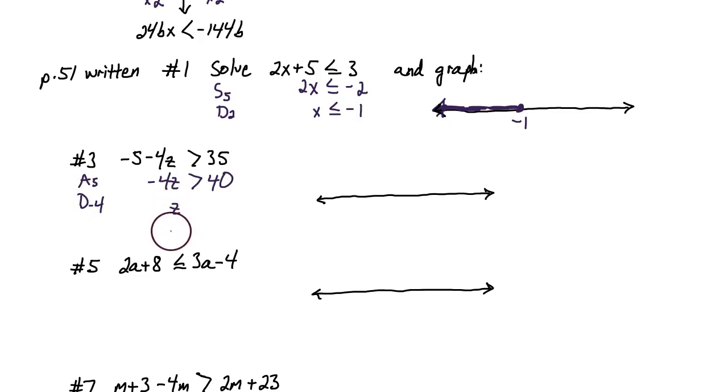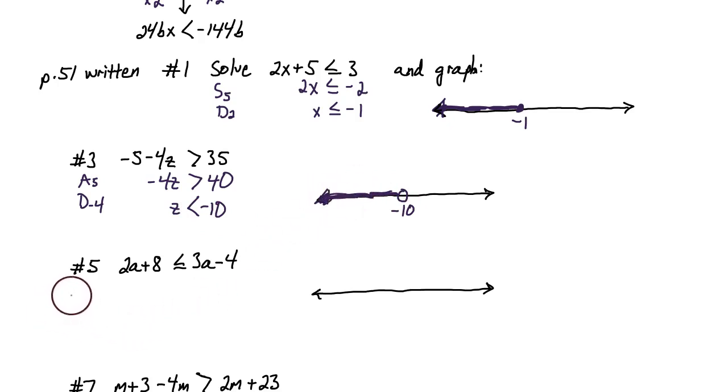When you divide by a negative number, that arrow symbol switches directions. And over here on the right, 40 divided by negative 4 makes negative 10. So the answer is z is less than negative 10. Let's graph that. Here's negative 10, an open dot because there's no equals to on this symbol, and shade the numbers less than negative 10. Here they are.